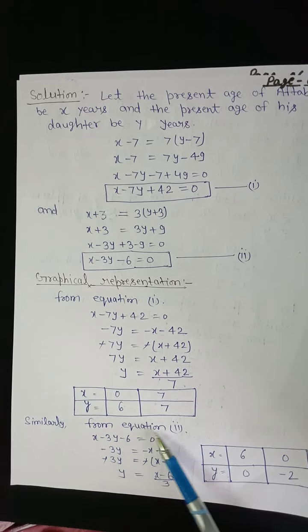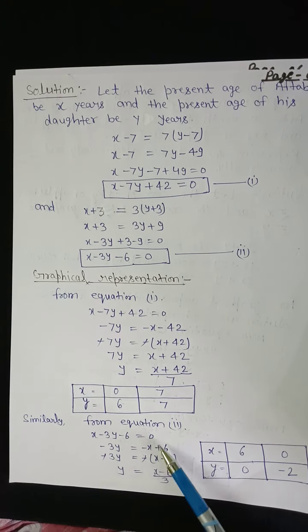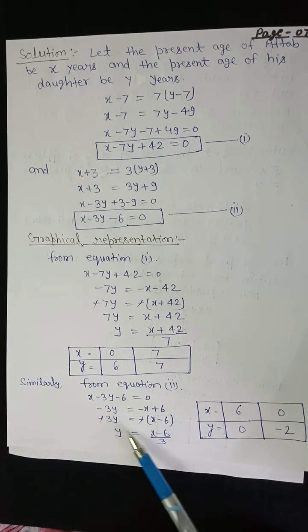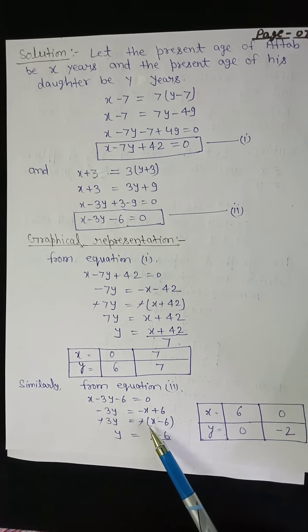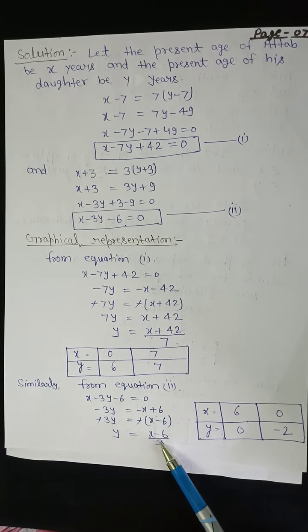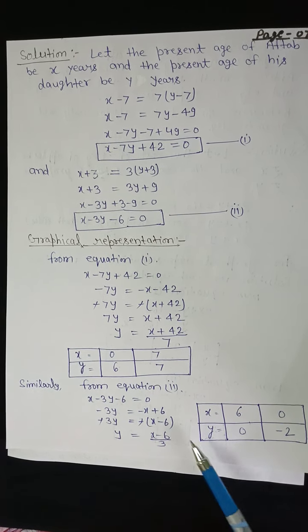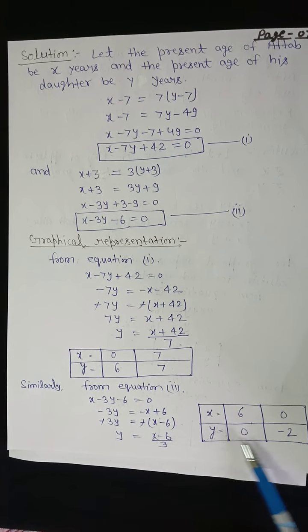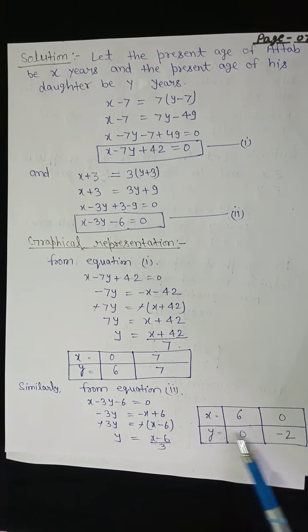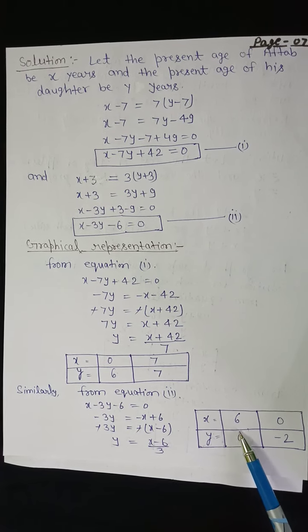Similarly, from the second equation, x minus 3y minus 6 equal to 0, minus 3y equal to minus x plus 6, taking minus common, minus of x minus 6, minus cancels, then y equal to x minus 6 upon 3. Now similarly taking two points, x equal to 6, then y equal to 0, and taking x equal to 0, then y equal to minus 2. With both tables, represent them on the graph paper and draw the graph.